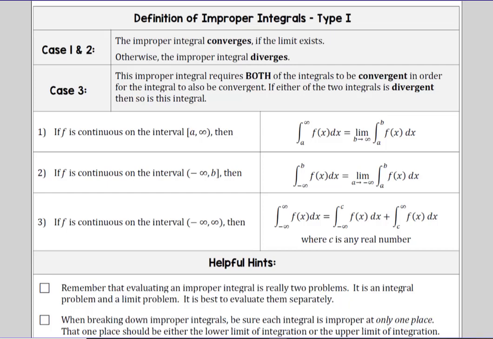Those are case 1 and 2, and we'll see in case 3 that the improper integral requires both of the integrals to be convergent in order for the integral to also be convergent. If either of the two integrals is divergent, then so is the integral. We'll look at these 3 cases in the lesson.